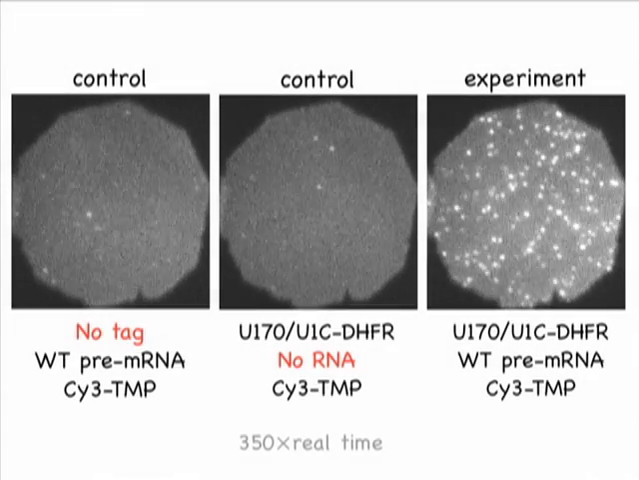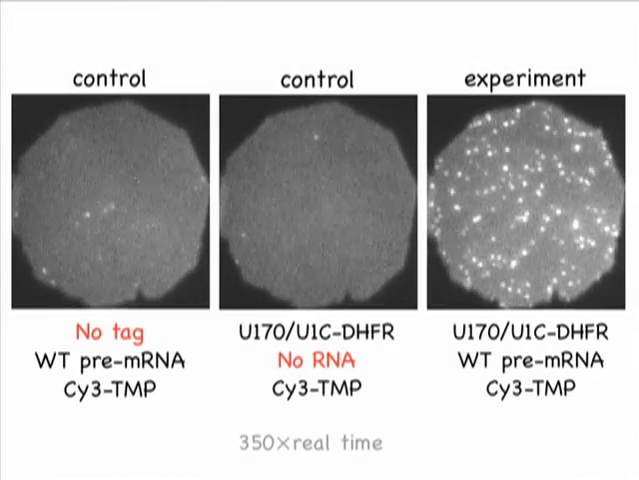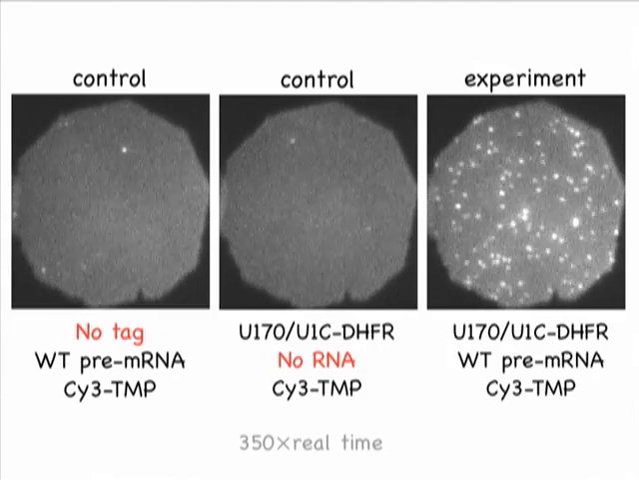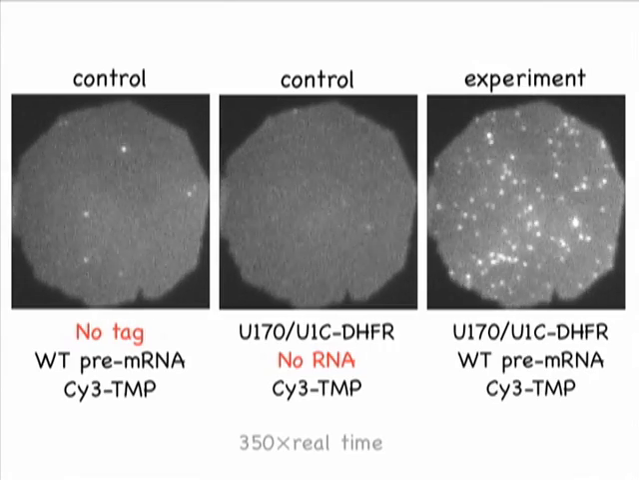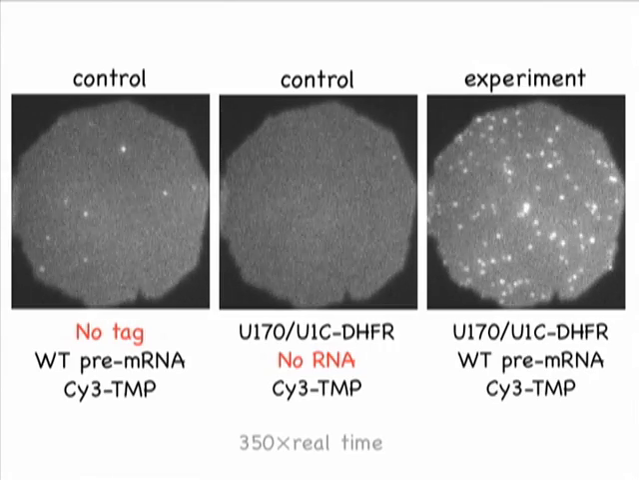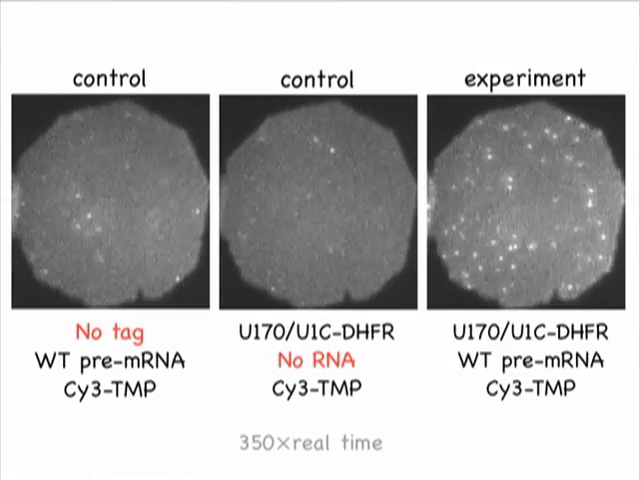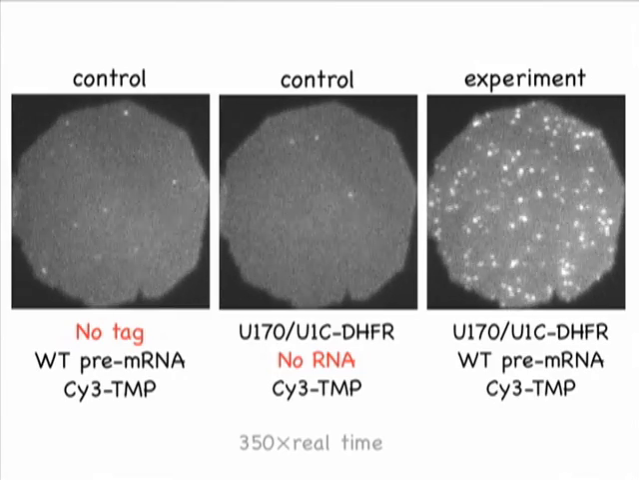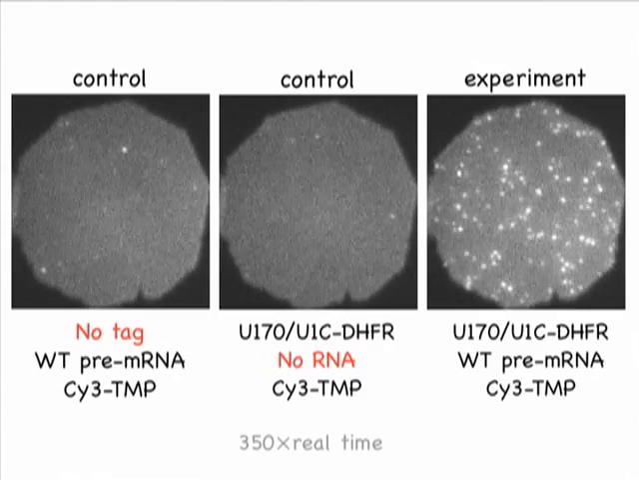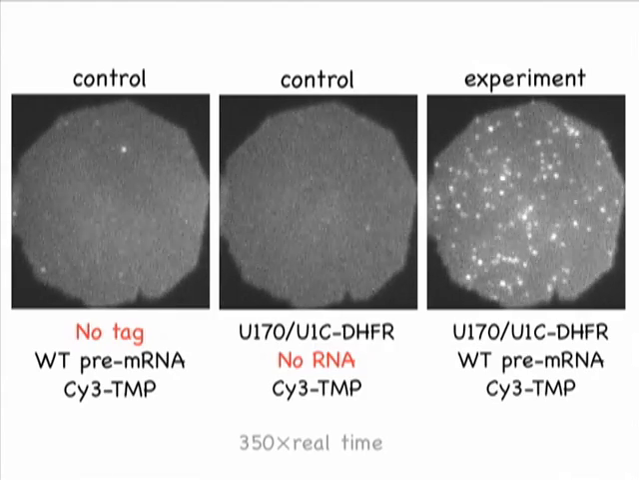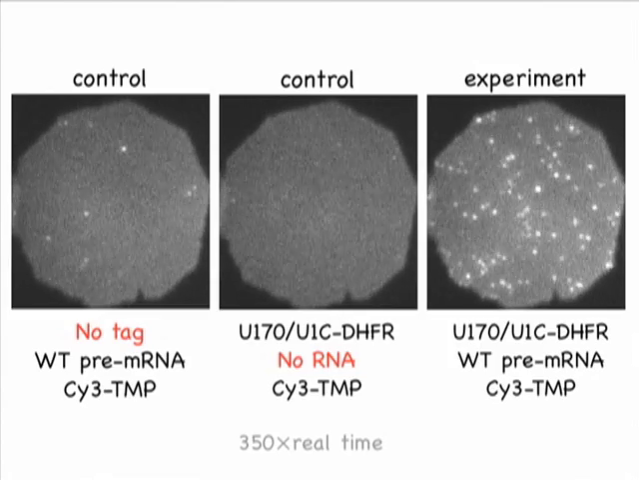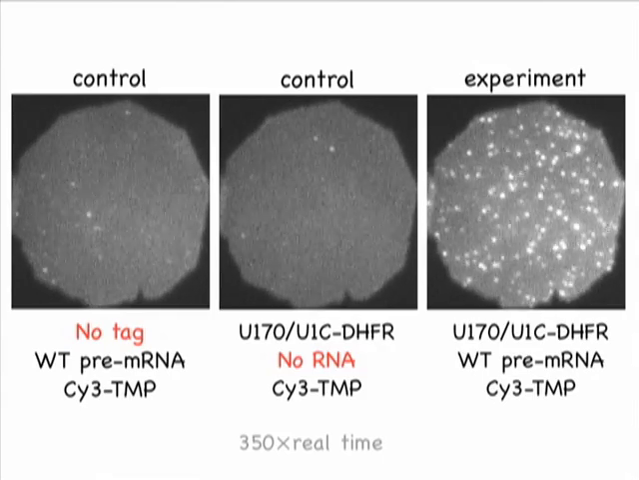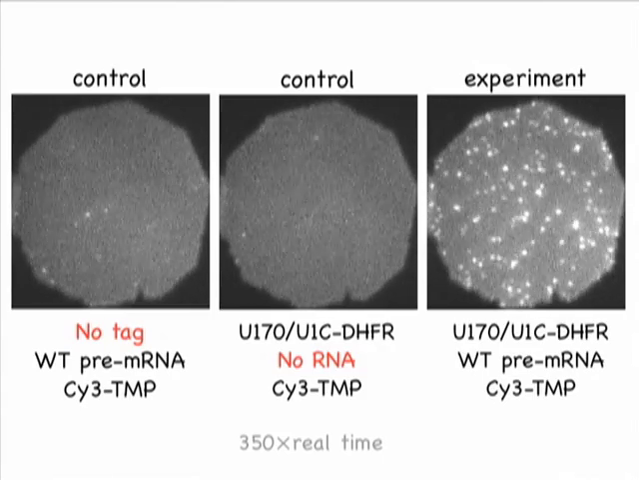This movie shows two control fields of view and then one experimental field of view on the right. In the field of view all the way to the left, we have the wild type pre-mRNA present. We can't see that in this field of view because we're not looking in that channel. We're looking at the Cy3 channel, which is the TMP channel. And we also have the Cy3 TMP in the extract, but there is no tagged protein. So you can see that we do have a little bit of background with material binding non-specifically to the slide. This is why it's important to do those controls to make sure that your background is not too high.